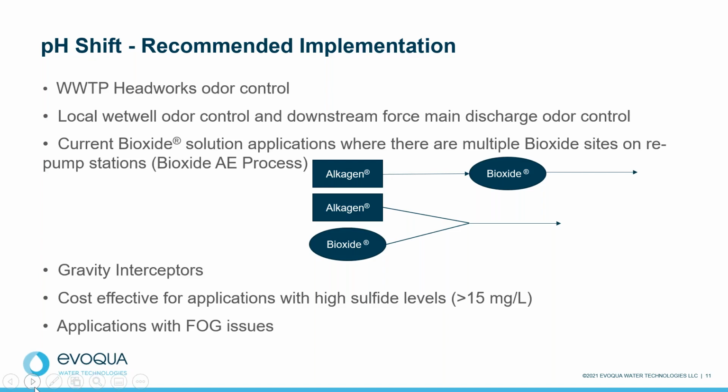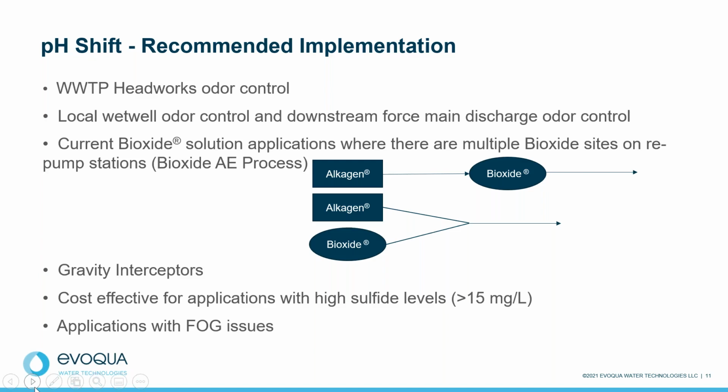We've also used Alkagen in the collection system for local wet well odor control. We'll feed Alkagen at an incoming manhole and be able to feed at the wet well itself, to control odors at the wet well, and then also downstream at the force main discharge.